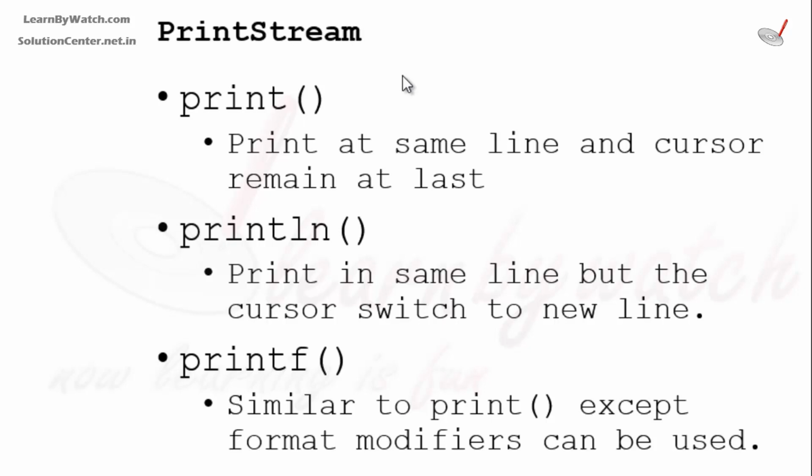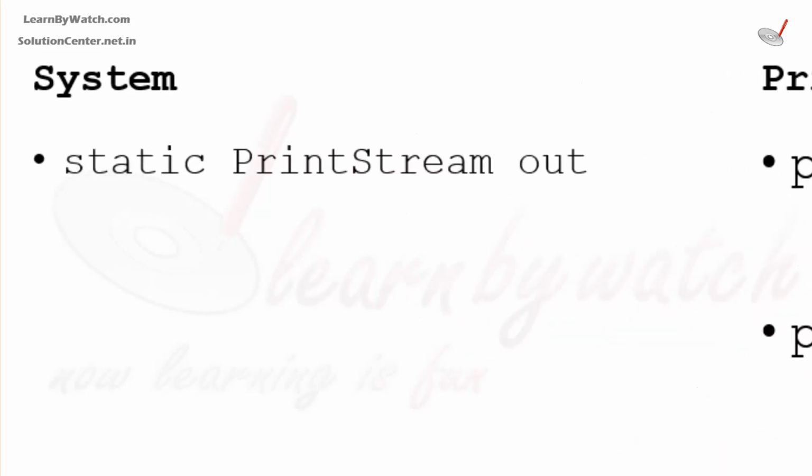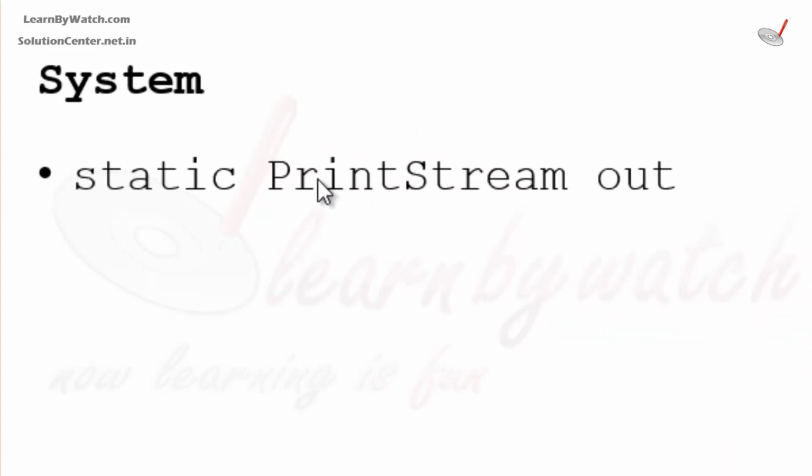There is another predefined class, System. In the System class, there is a static member named out. Out is a member of the System class. It is declared as static and its type is PrintStream, which is a predefined class. Because this is a class, it means out must be an object. Again, it is a static member of class System.